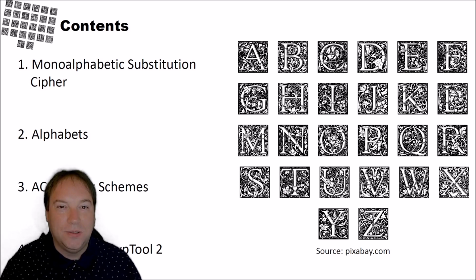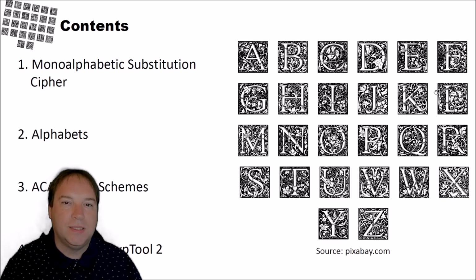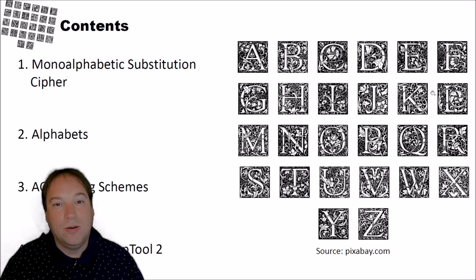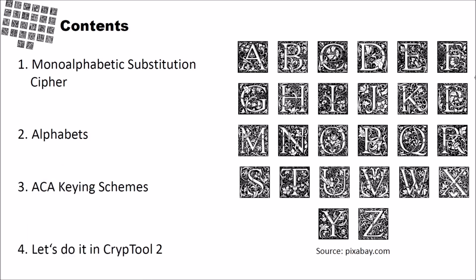In today's video, we will create mixed alphabets. For many classical ciphers, you need a mixed ciphertext alphabet. And the American Cryptogram Association, or ACA, defines 4 different keying schemes to derive mixed alphabets from an input or a source alphabet. And in this video, we will have a look at all these keying schemes and create our own mixed alphabets.